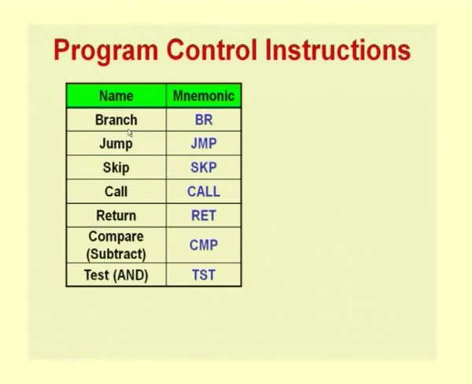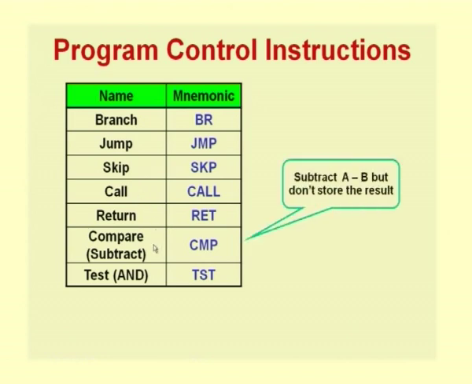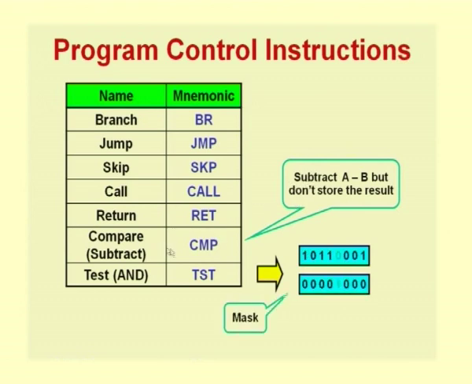So, we have instructions like branch, jump, skip, call, return, and then there are instructions like compare. Now, what a compare operation would typically do is it basically does a subtract instruction, but it does not store the result. So, it would do a minus b, but it would not store the result anywhere, but what it will do is it may set the flags appropriately. So, that is when a compare instruction would be used, and this is useful when you are doing some kind of a program control operation, which is why we are grouping it under the program control instructions.